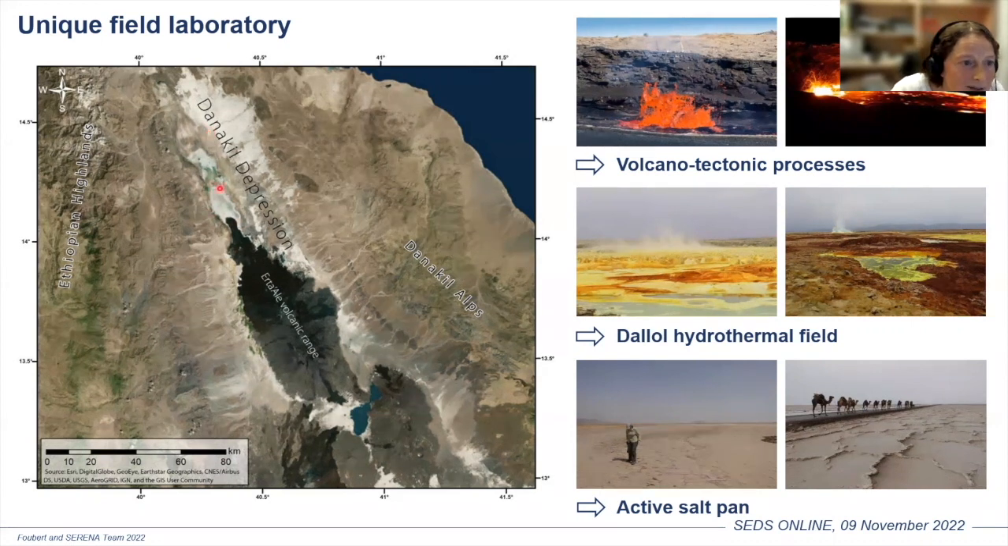It looks like this. The central part of the Danakil Depression is a halite-floored, elongated salt pan, covering the deepest part of the Danakil Depression over an area of 40 kilometers in length and 10 kilometers in width. And here you see an image of this halite-floored salt pan.